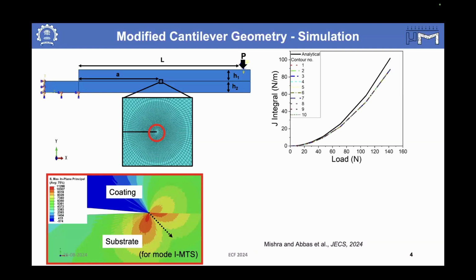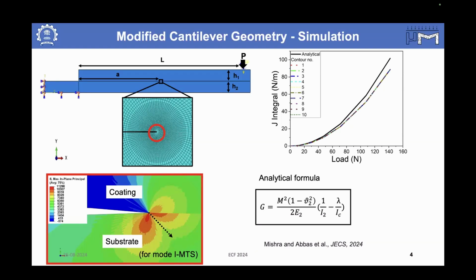Here are some of the solutions of the J integral versus load values. And this is the analytical formula. You can see that there is very little error between the simulation and the analytical formulas.